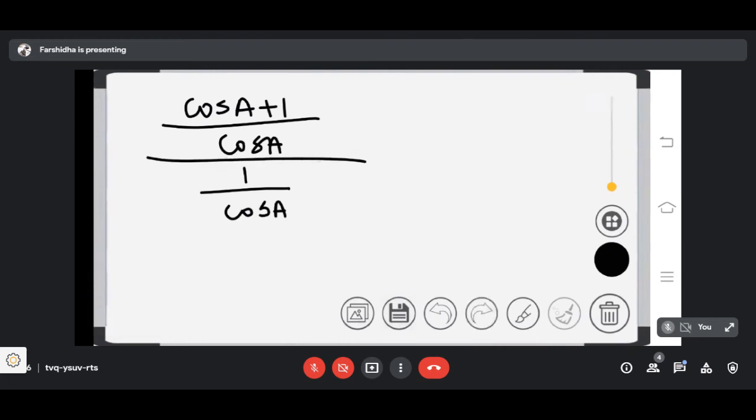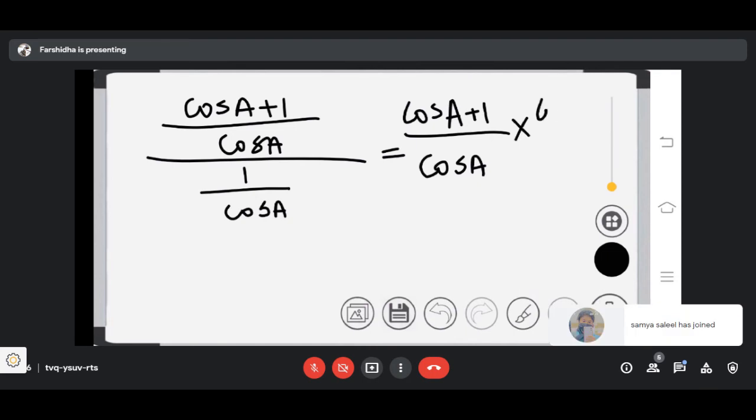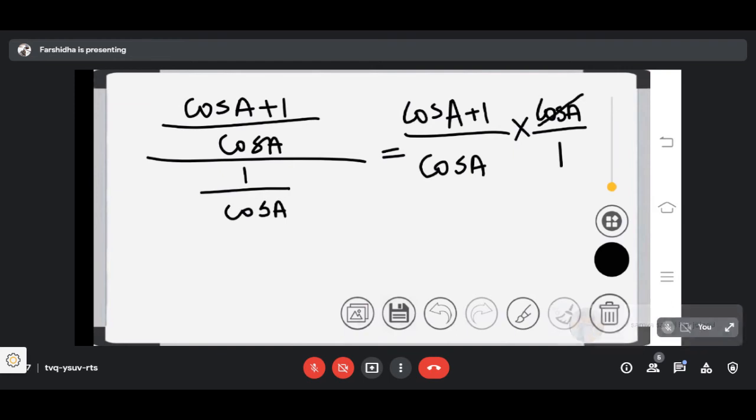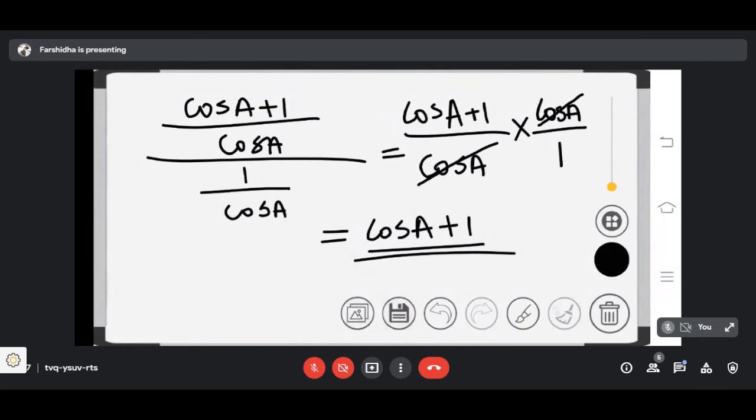So the next step equals cos A plus 1 divided by cos A into the reciprocal of 1 by cos A, cos A by 1. So you can cancel this cos A on the numerator side and cos A on the denominator side. So what else is remaining? Cos A plus 1. So this is the value of the LHS side. Now we'll solve the RHS also in the same way.